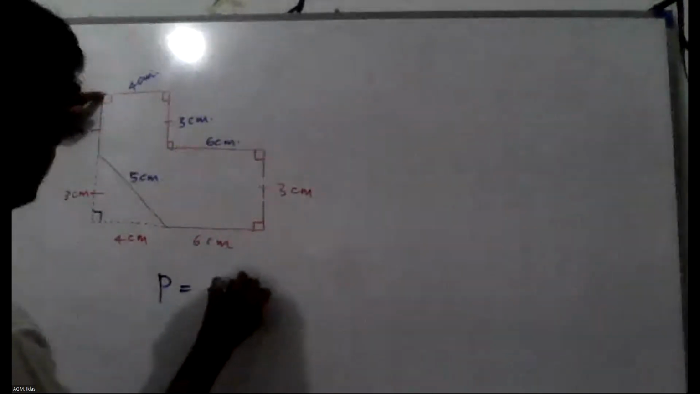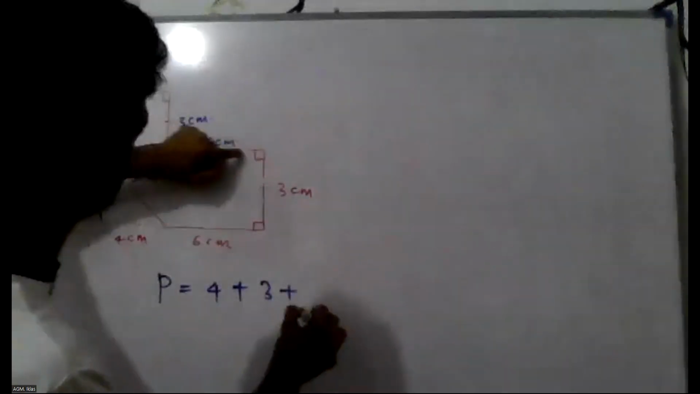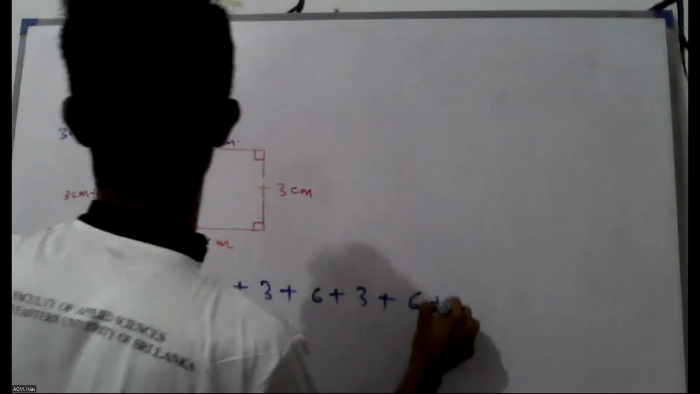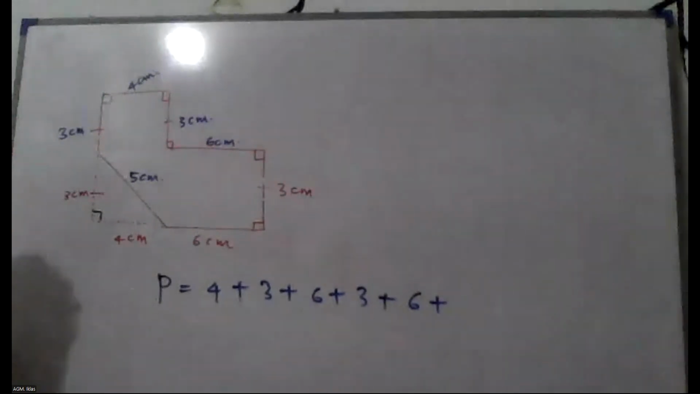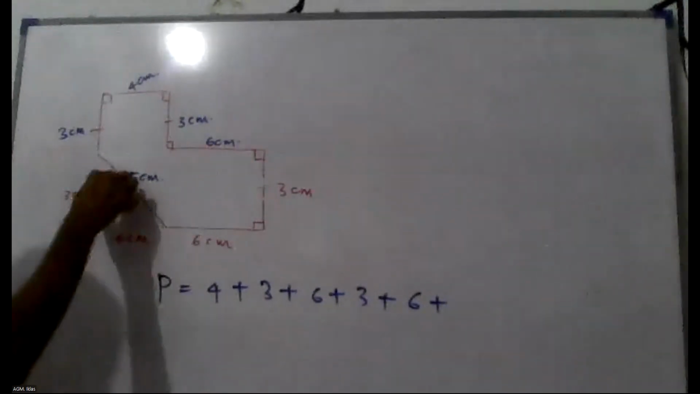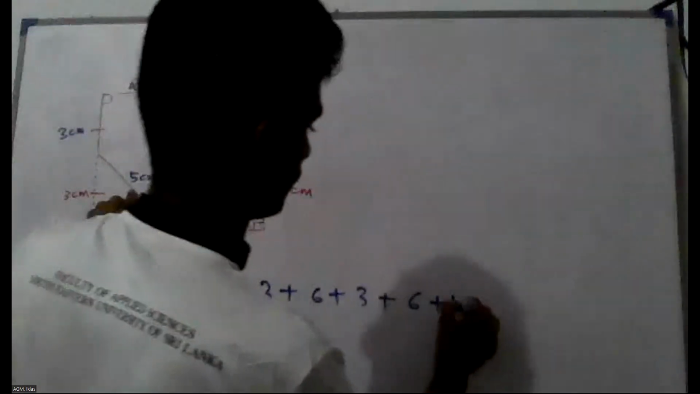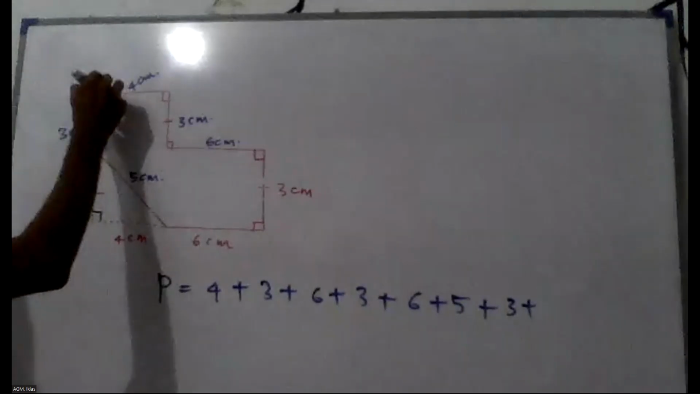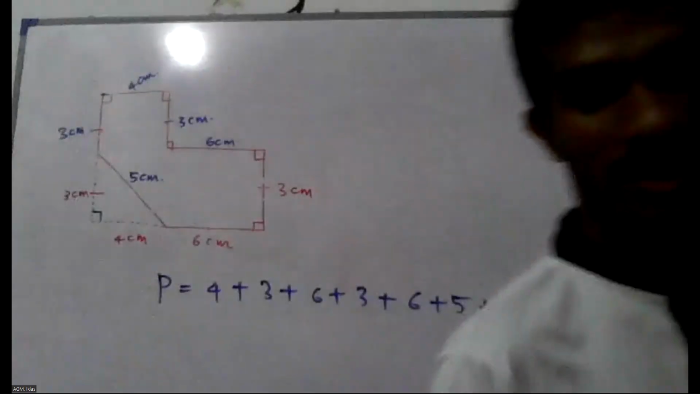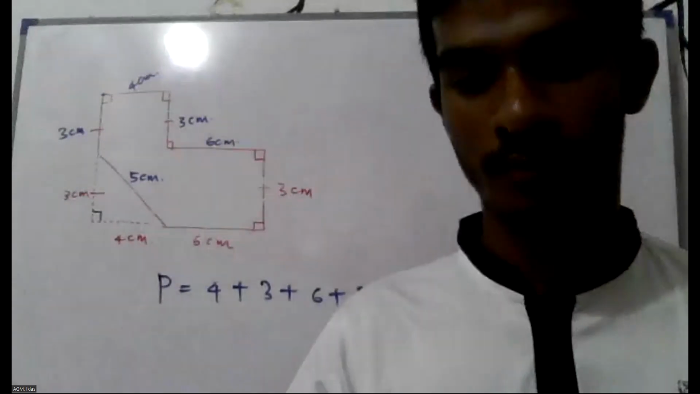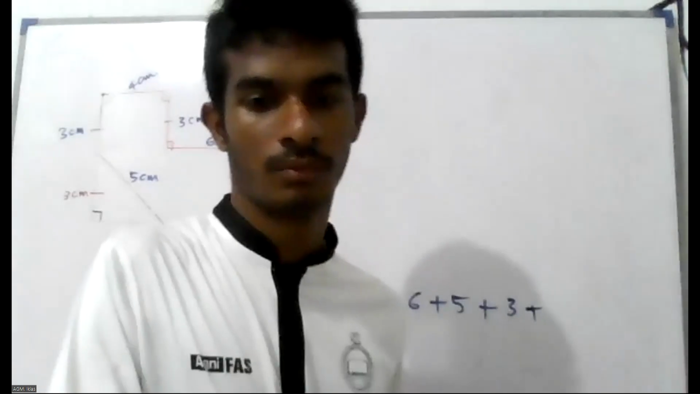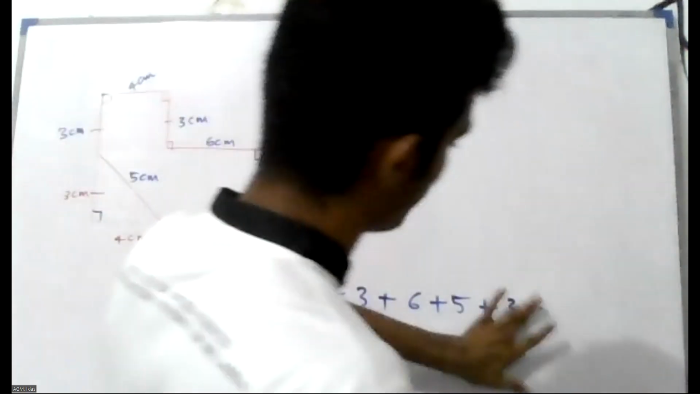Starting my journey from here, P is equal to 4 plus this side, 3 plus this side, 6 plus again this side, 3 plus again this side, 6 plus this side, not this side. I'm not going to choose this part. I have to turn by this part. So 5 plus 3. I don't need to add this 4 again because I have reached my initial point where I started my journey from.